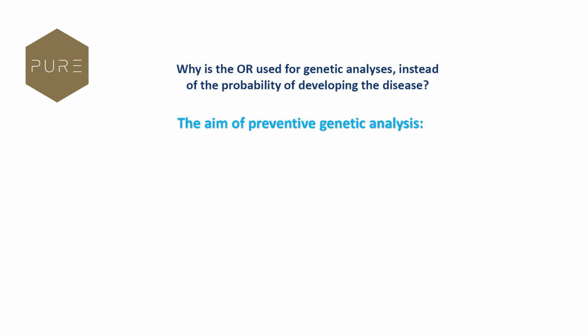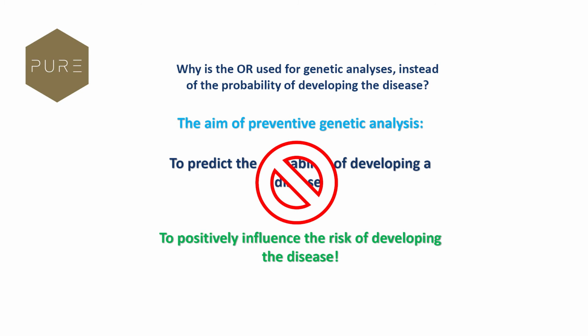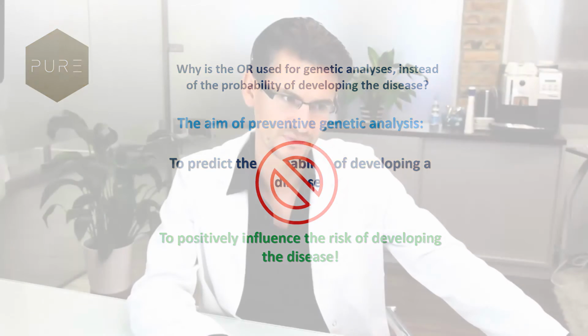And really the aim of a preventive genetic analysis is not to predict the probability of developing a disease, because that's just diagnostic. There's no use in this information. The aim is to influence the risk of developing the disease by modifying the lifestyle or the environmental factors in such a way that the disease risk is lowered even though there's a high genetic risk. That's the aim. So that is why we communicate your relative risk. It's a stable number that is there in your genes, and then preventive genetics tries to help you modify your lifestyle to prevent getting this disease.